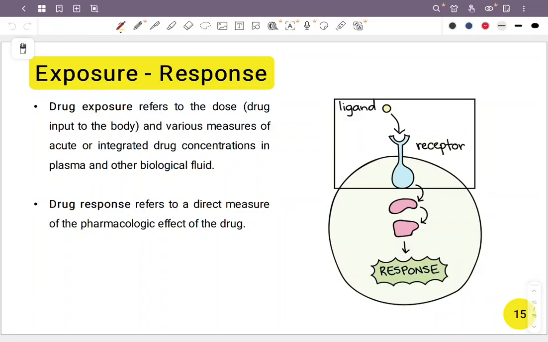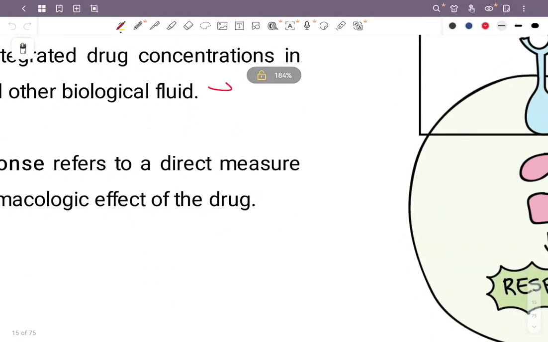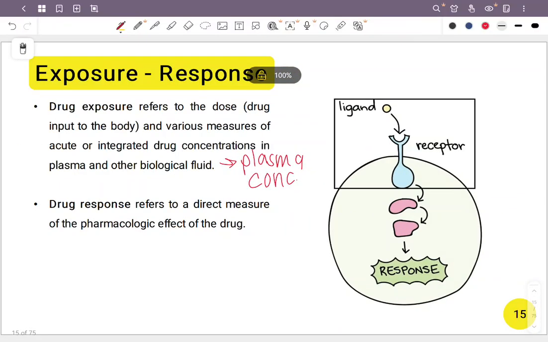Then, our next term is exposure and response. When we say exposure, this refers to the dose and various measures of acute or integrated drug concentration in plasma and other biological fluid. But basically guys, basta drug exposure, this is measured by the plasma concentration. Then, another term is the drug response, which refers to a direct measure of the pharmacologic effect of the drug. So, kung unsa man ang effect sa atong drug, mao na siya atong drug response.